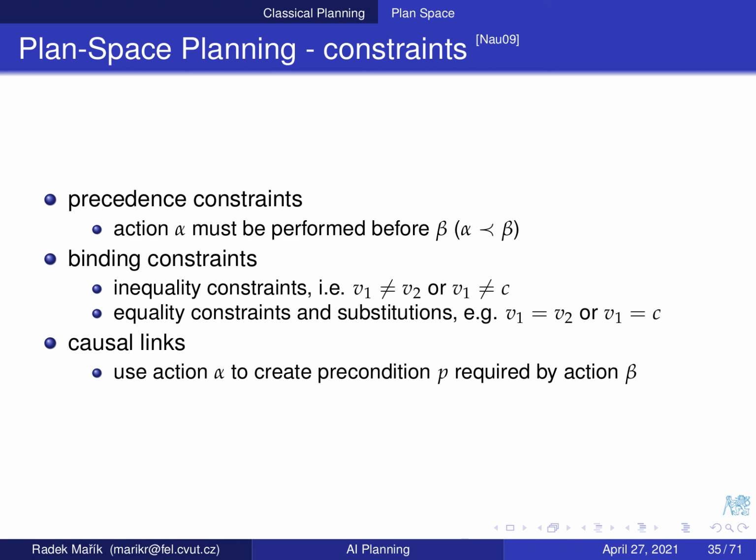And then we deal with so-called causal links. Causal links means that action alpha is used for creation of precondition P that is required by action beta. So action alpha has an effect that is equal to precondition P of action beta.